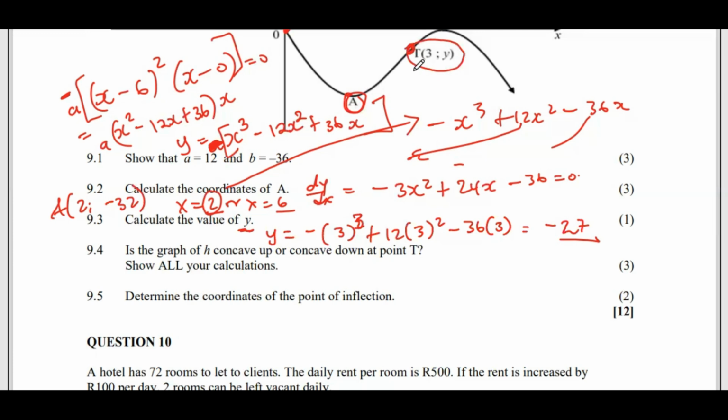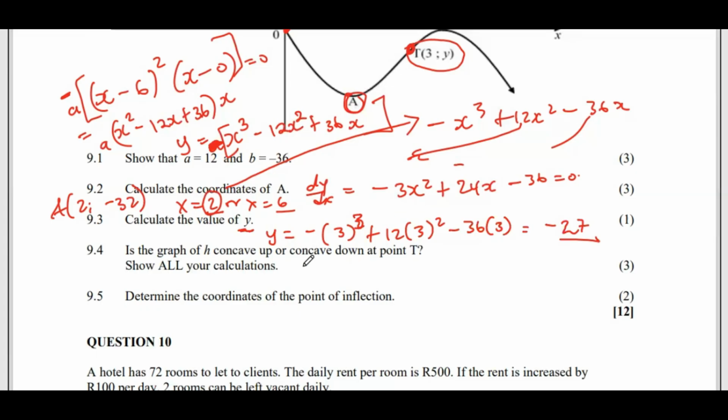And they're asking us, is this graph concave up or down at point T? Okay. What do you think, guys? So we need to find the second derivative. And then in the second derivative, where there's x, we're going to replace it with 3.